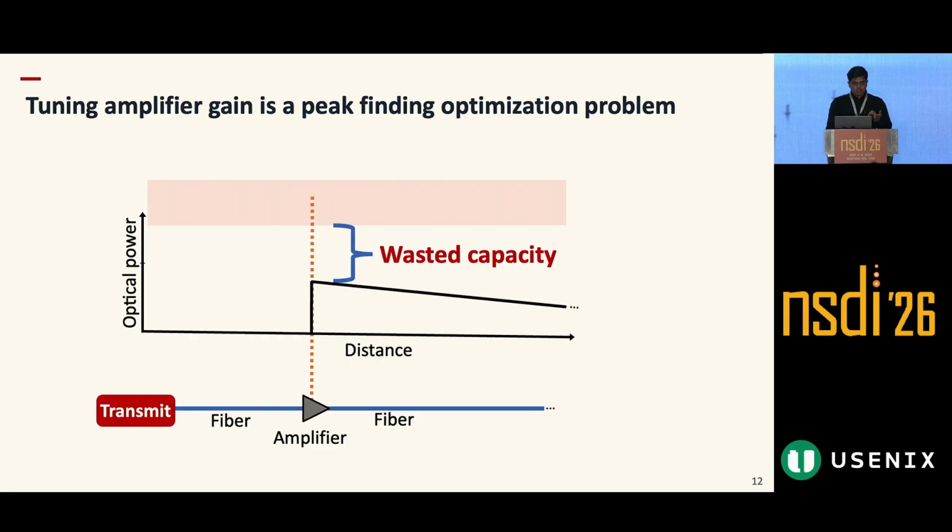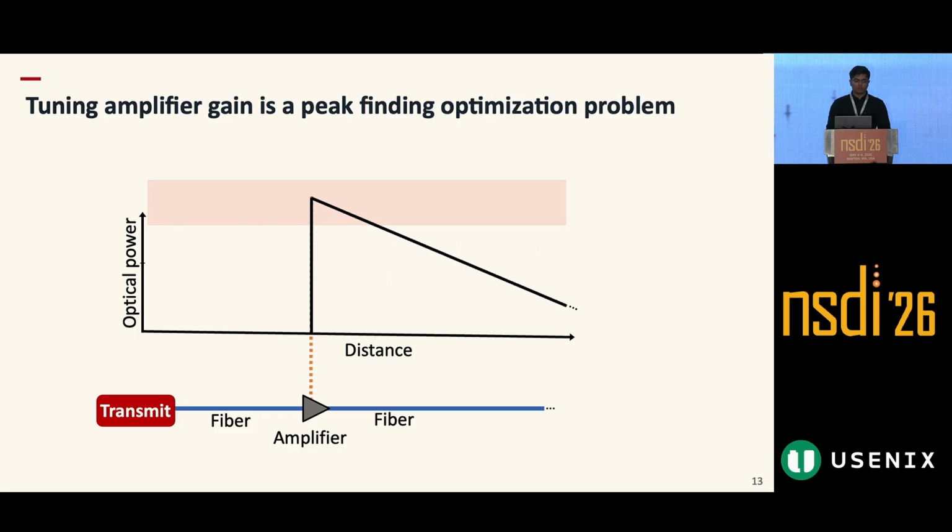We don't want it to be too low, otherwise you would be wasting capacity, and we also don't want it to be too high. Otherwise, we would have higher noise. And in some severe cases, it could damage the downstream components as well, which could end up killing the network, and that's what we don't want. So here, we saw that tuning an amplifier is a peak finding problem.